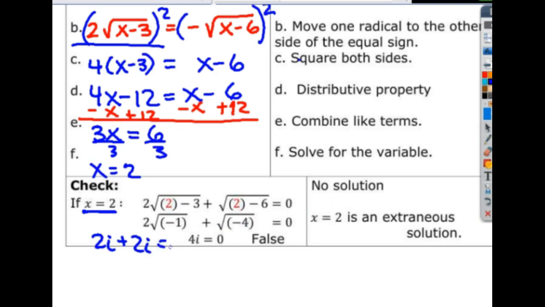Is 4i equal to 0? And so, is there a solution? There's not. And so what does that mean that x equals 2 is? When you plug it back in to check it, assuming you did all your steps on your checking correctly, if it doesn't check out, then it's an extraneous answer.